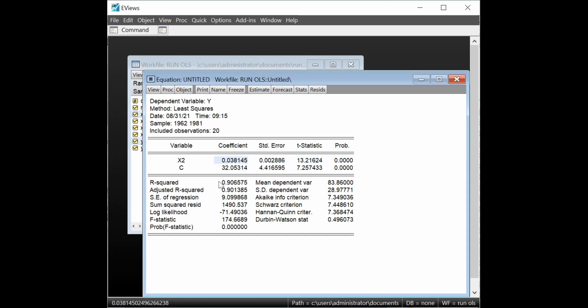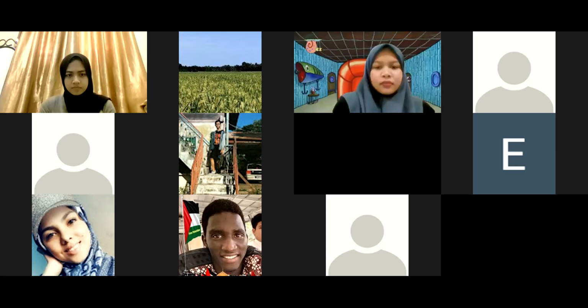This one is R square, I will explain it to you later. This one is adjusted R square. This one is the standard error of regression, sigma. This one is the sum of squared residuals, sigma square. This is the log likelihood, F statistic, and so on. Any question here?